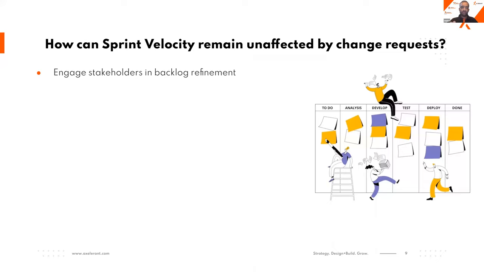As a team, we are ensuring that we are doing effective grooming calls, refinement calls, before the sprint starts. In the current sprint, the team is giving some fixed time for backlog refinement so that the upcoming sprint has a ready sprint backlog to work upon.